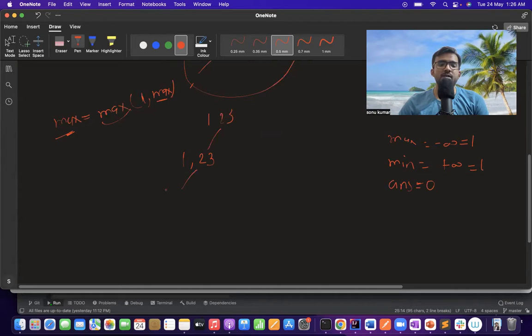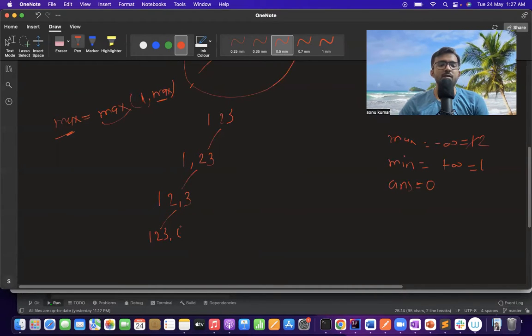Similarly, again the recursion will call on 3, and it will include 2 into our output. The max will be 2, but min will not be updated because we are including 2 into our answer. The min of 1 and 2 will still be 1, so we don't have to update the min. Again it will call on 1, 2 and 3.